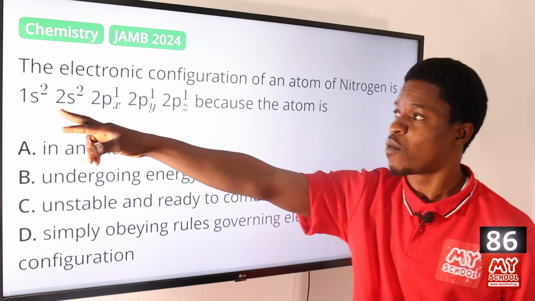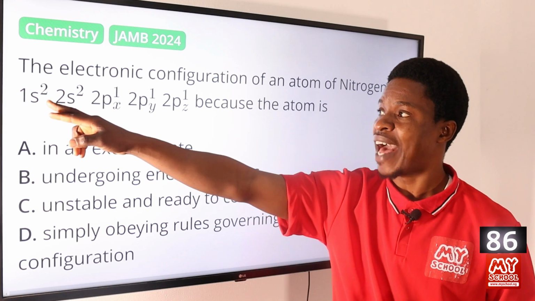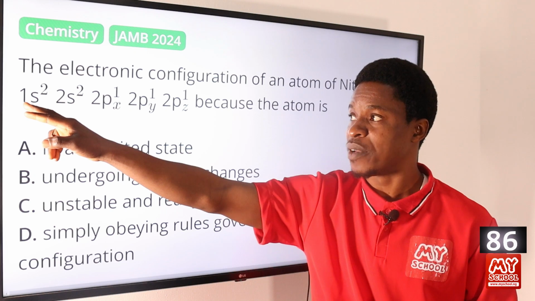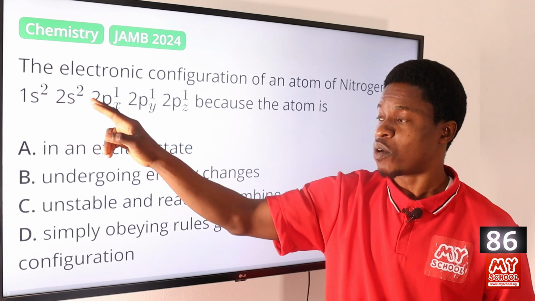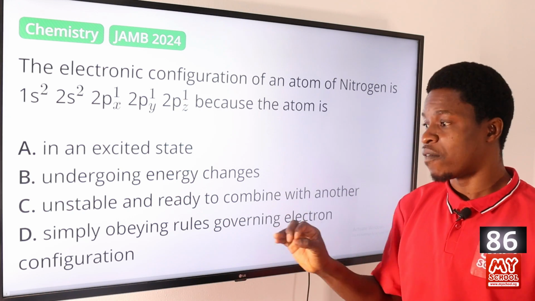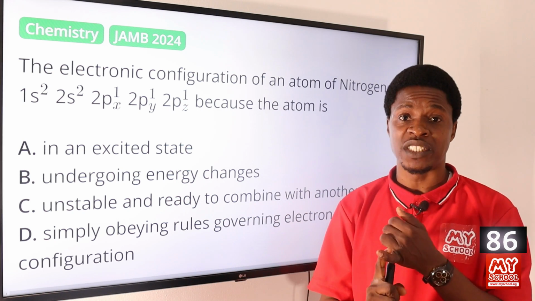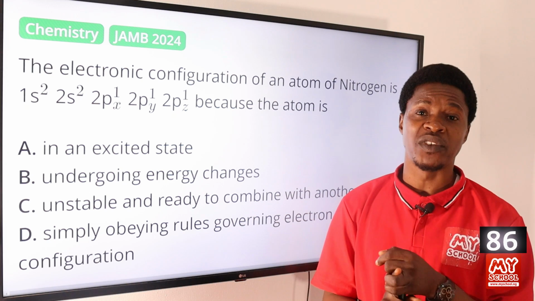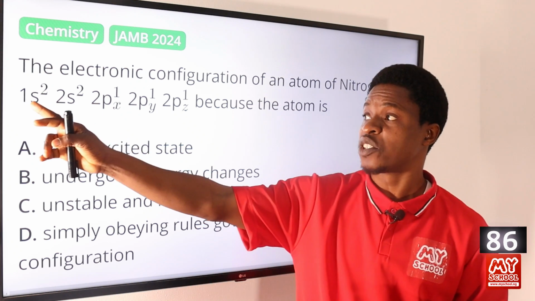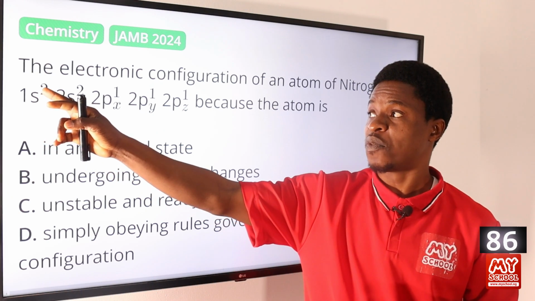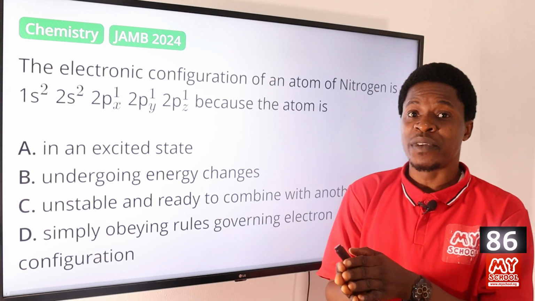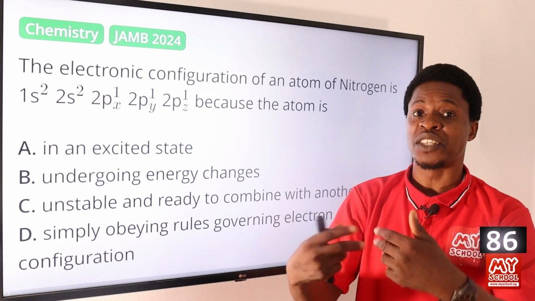If you look at this, we have 1s2, 2s2. Each of them, this one is a lower energy orbital than this. So first of all, the three rules that govern electronic configuration are the Aufbau principle, the Pauli exclusion principle, and Hund's rule. Now we have the first orbital filled first before the other one. That is the Aufbau principle, which says that the lower orbitals are filled first. We're trying to fill electrons.